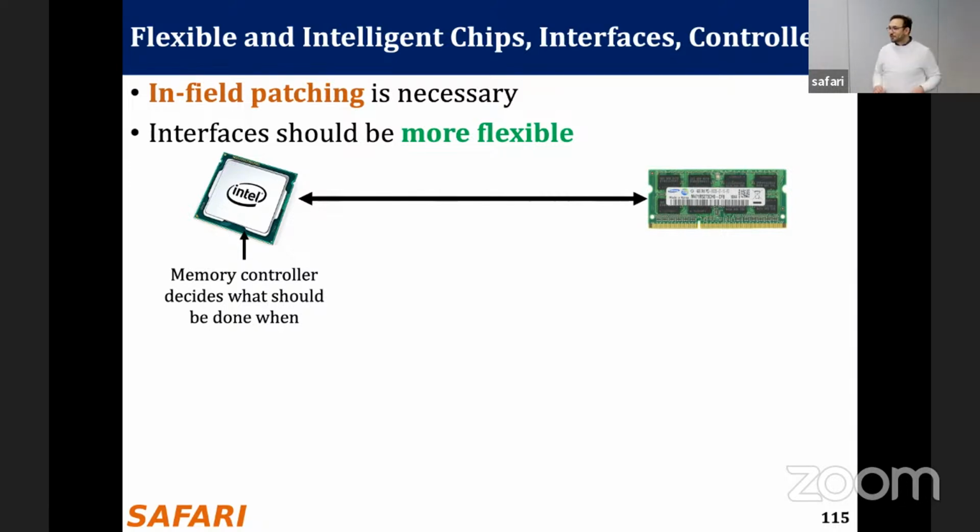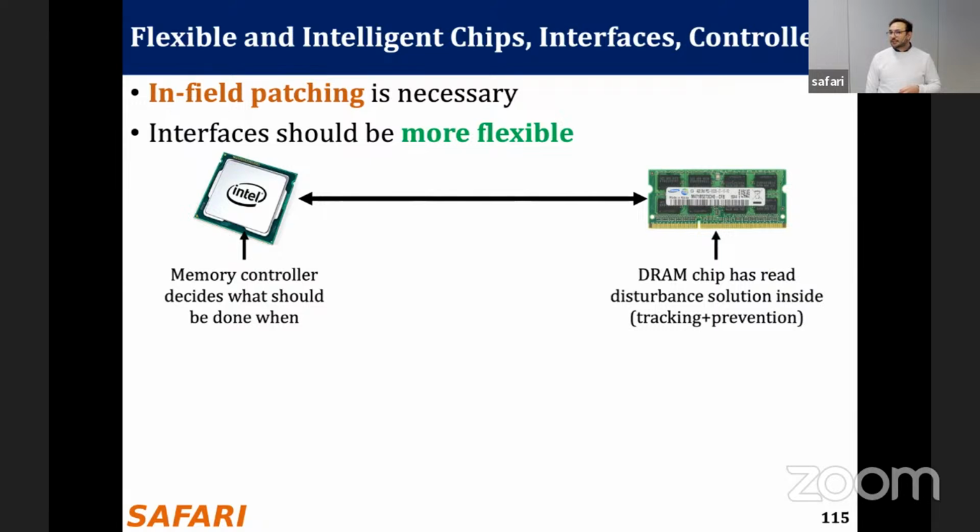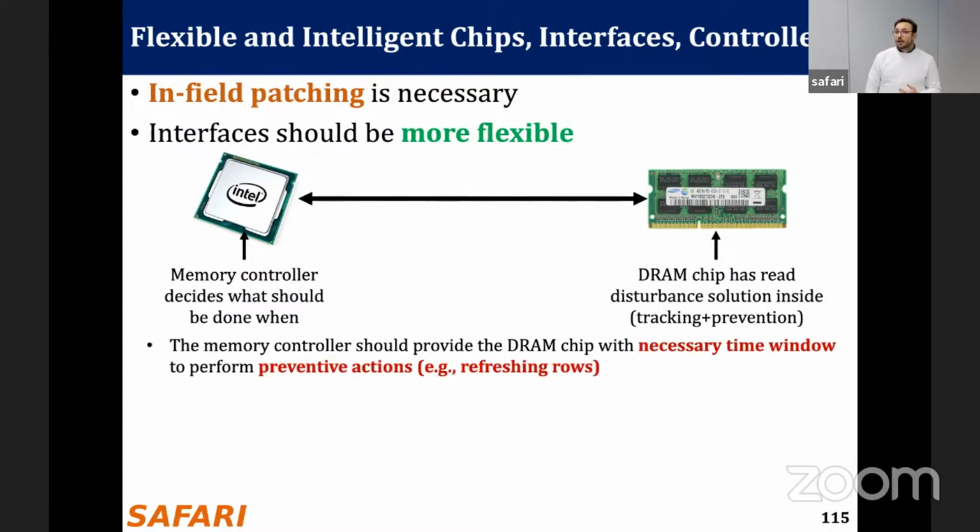Anyway, I'll just continue as much as it goes. So the memory controller decides what should be done and when here. And the DRAM chip has a read disturbance solution inside, let's say. It consists of a tracking component and a prevention component. But the thing is, in the strict protocol, the memory controller has fine-grained control over what the DRAM chip does at every nanosecond. And the memory controller should provide the DRAM chip with the necessary time window to perform these preventive actions.